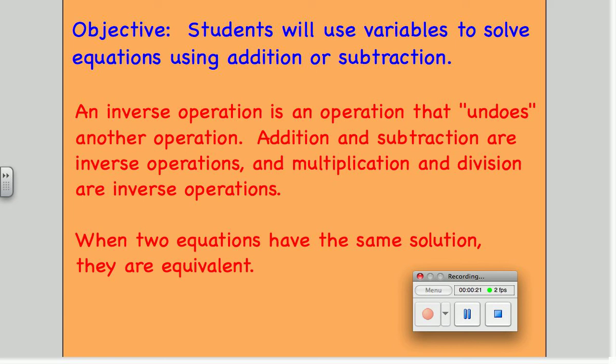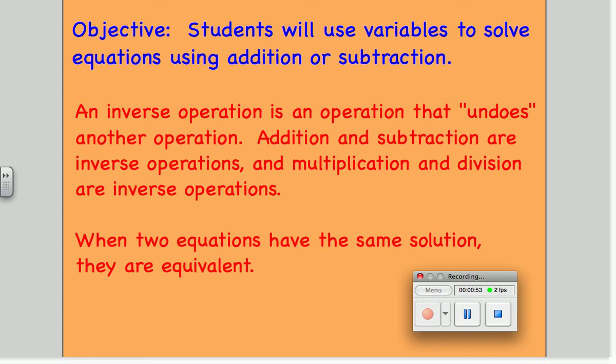An inverse operation is an operation that undoes another operation. So for instance, if I have 3 plus 5 is 8, and I want to undo that, I would take that 8 and I would either subtract 5 to get 3 or subtract 3 to get 5. So in other words, subtraction undoes addition, and addition undoes subtraction. Therefore, they are called inverse operations.